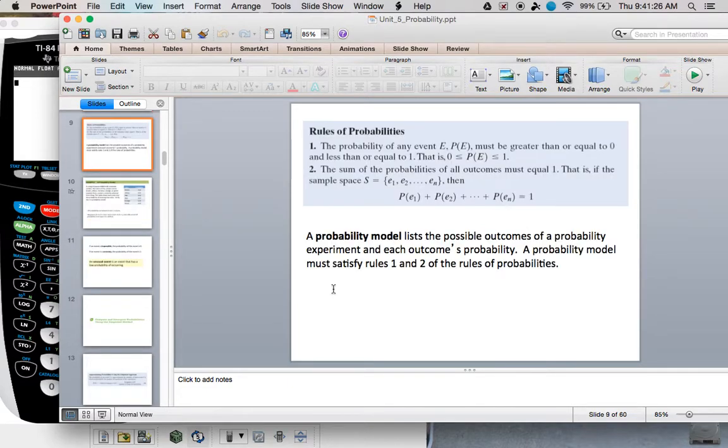The major rules of probability, and this goes from this section 5 all the way to number 8. The probability must be greater than or equal to 0 and less than or equal to 1. That is very, very key. The sum of all probabilities is 1. Very important. You cannot add probabilities and get something greater than 1. Very, very important. A probability model lists the possible outcomes of a probability experiment and each outcome's probability. A probability model must satisfy rules 1 and 2. And like I said, this is very, very important going forward.